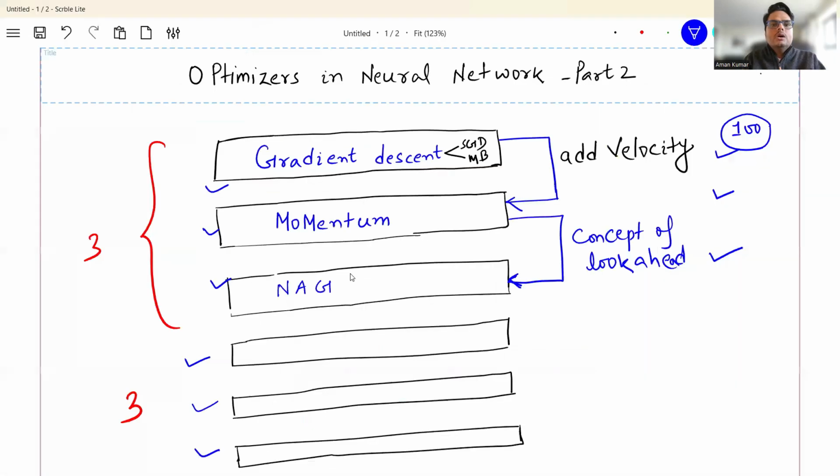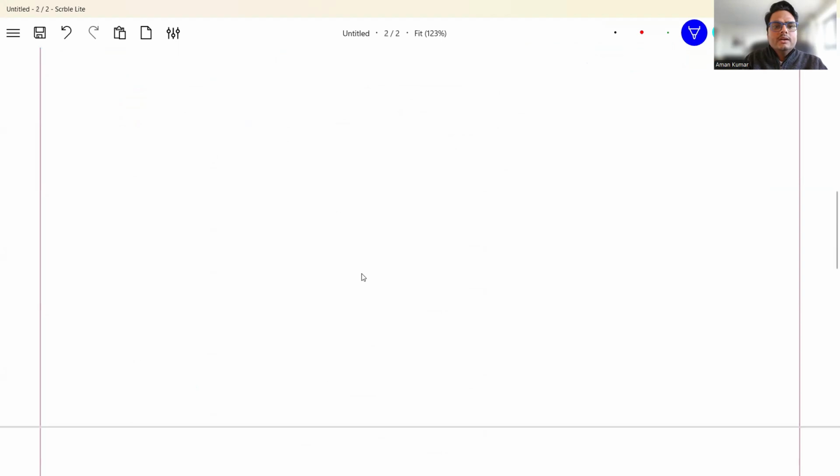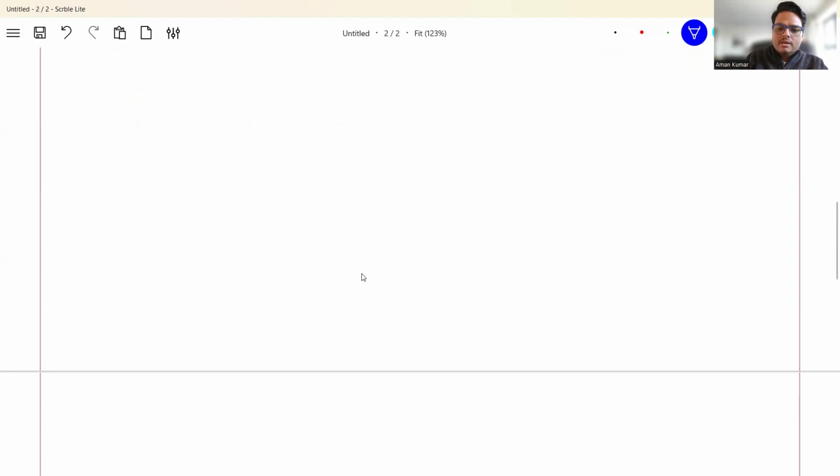So how are these three optimizers different: gradient descent, plain vanilla, will just keep moving based on gradient and loss. Momentum is for speed, NAG is for look ahead. Out of these three, NAG is supposed to work better in most scenarios. With that in mind, let's move ahead and try to understand another optimizer known as Adagrad.